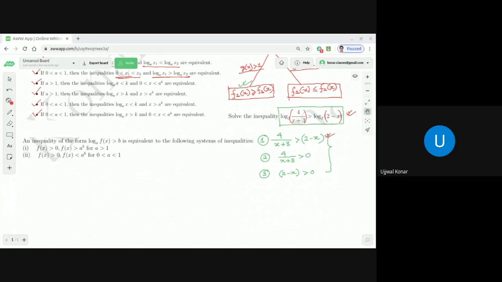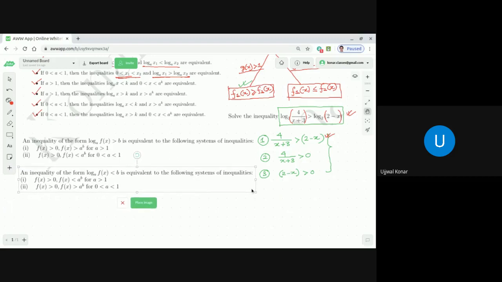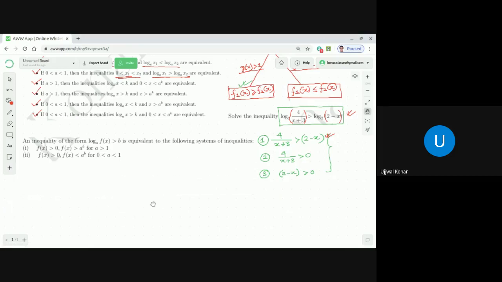Now, the next point I am going to discuss is an inequation of the form we discussed, log of f(x) base a greater than b. Then what happens if log of f(x) base a is less than b? That case we should also cover. And here it is, dear students: an inequality of the form log of f(x) base a less than b is equivalent to the following system of inequalities.